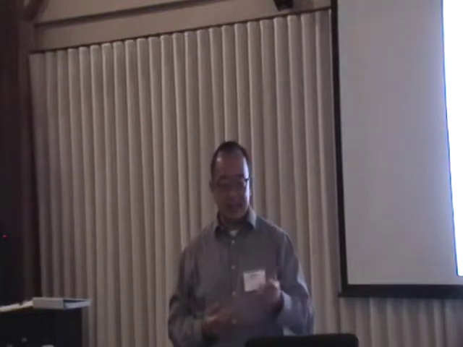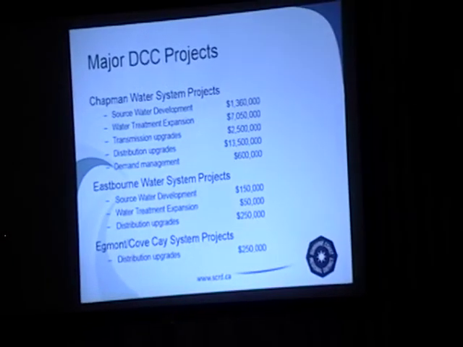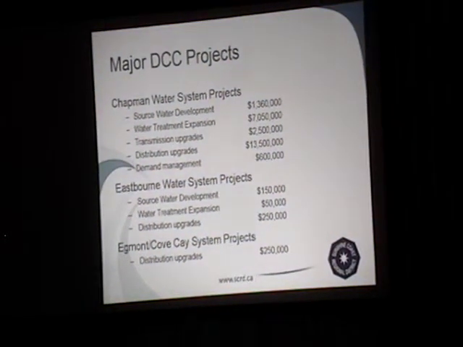Water treatment plant expansion includes the expansion of the Chapman Water Treatment Plant. A number of transmission upgrades. Transmissions are the larger pipes that send the water from the central treatment plant north and south, as well as distribution upgrades, which is the biggest portion of it. And a lot of that is to deal with fire flows, but a lot of that will be apportioned to existing customers. The $13.5 million won't be fully funded by the DCC program. And a small amount there for demand management.